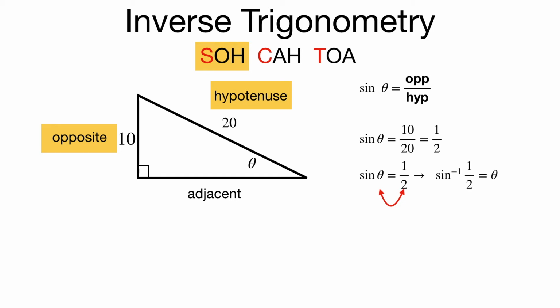I can't just simply turn them around. I've actually changed my function now. It's not sine anymore, but inverse sine, and that's what that little -1 means. I'm just going to use the symmetric property of equality, put my theta on the left side since I prefer to have the thing I'm solving for on the left. And then I'm just going to use my calculator.